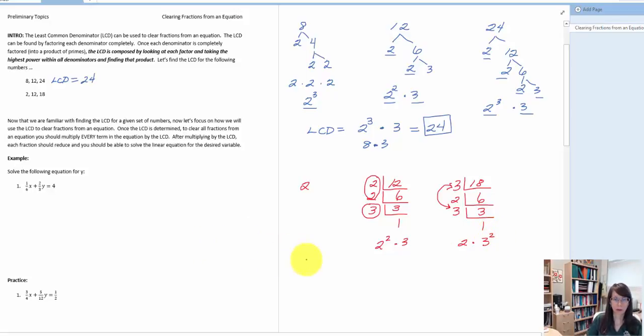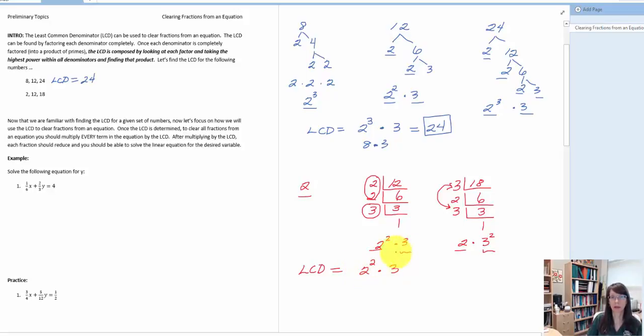So to build or compose our LCD, I have factors of 2. So 2 is a unique factor. And I have some 3's. So again, 2 times 3 is where we're starting, but now we need to consider the exponents. 2 to the power of 1, 2 to the power of 2, 2 to the power of 1. So 2 squared, or 2 to the power of 2, is the highest power of 2. So we need to represent that highest power.